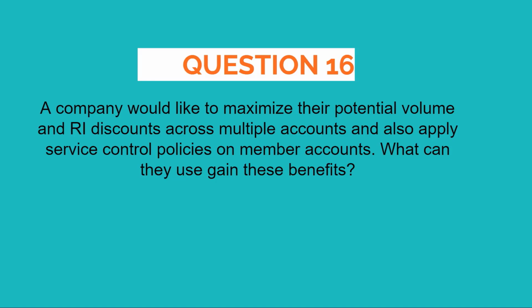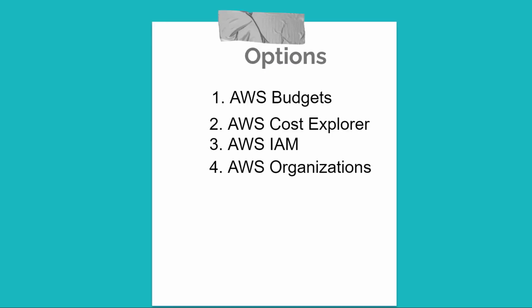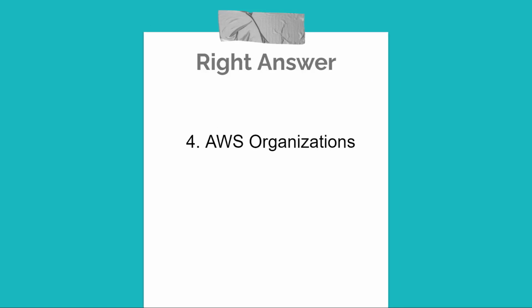Question: A company would like to maximize their potential volume and RI discounts across multiple accounts and also apply service control policies on member accounts. What can they use to gain these benefits? Option 1. AWS Budgets. 2. AWS Cost Explorer. 3. AWS IAM. 4. AWS Organizations. Right answer is 4. AWS Organizations.